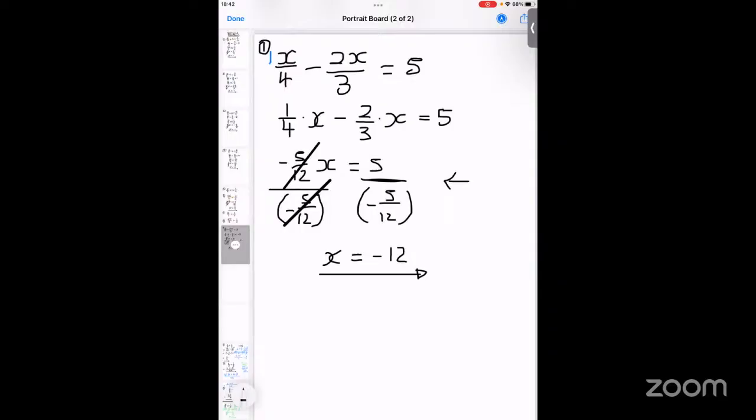Sir, I don't know how to type that into my calculator. Can you send me a photo of your calculator? Let me see how it looks like. Yes, sir. Okay.